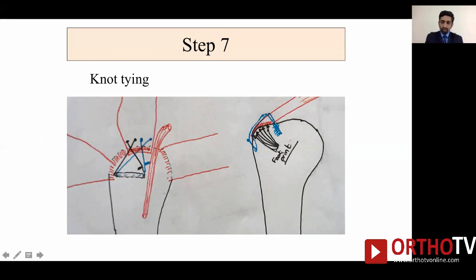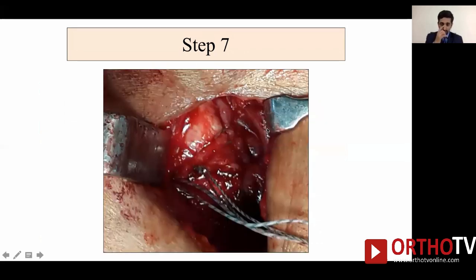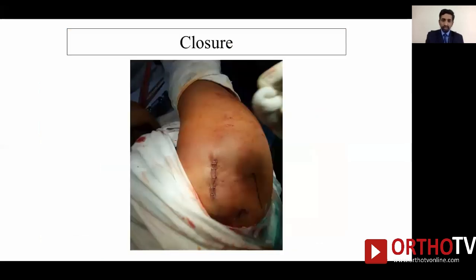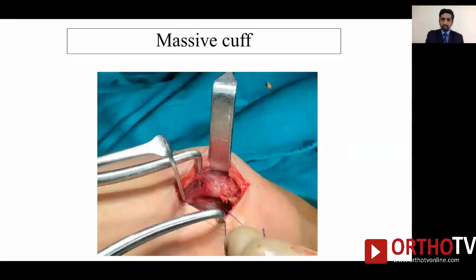So here we can see that we have got a good footprint repair. So in this case, we have got the sutures out and then tied with the fellow sutures so as to create this crisscross and get a good footprint compression on the natural footprint of the rotator cuff tear. And at the end of the procedure, it is hardly a 3 to 4 centimeter incision, which is pretty cosmetic.